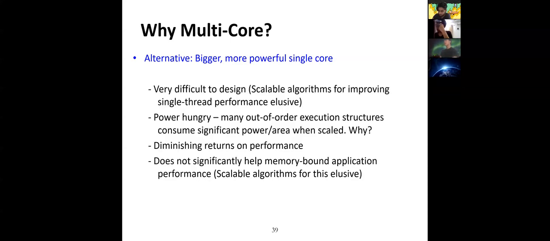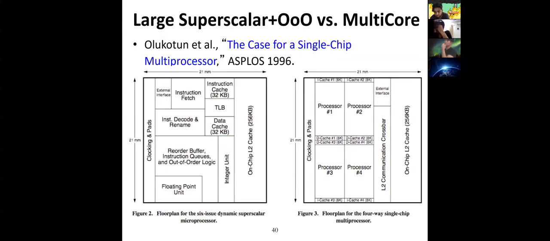Okay, and what are the downsides? Well, there are quite a few downsides as well. Very difficult to design. Scalable algorithms for improving single thread performance are elusive. People are not able to figure them out. Power hungry: many out of order execution structures consume significant power and area when scaled. There's a question of why here, and I guess I already answered some of that. Diminishing returns on performance: the bigger it becomes, it doesn't mean that performance scales linearly with the increase in size. And it does not significantly help memory bound application performance. Scalable algorithms are also difficult.